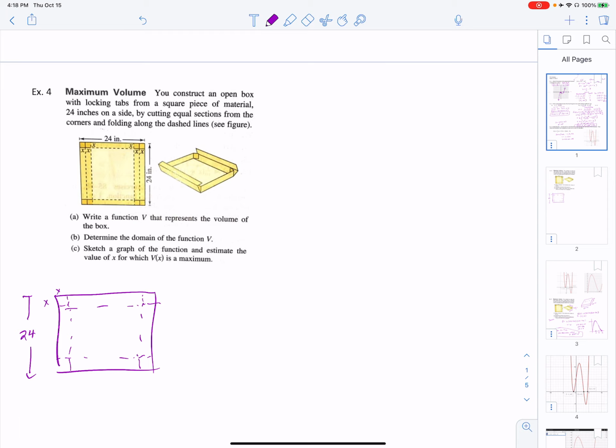And so then as you create the box, this was 24, but you cut off x here and you cut off x here, so the length from here to here is 24 minus 2x. Same thing for the length from here to here. This is going to be 24 minus 2x because you've cut off this length of x and you've cut off this length of x.